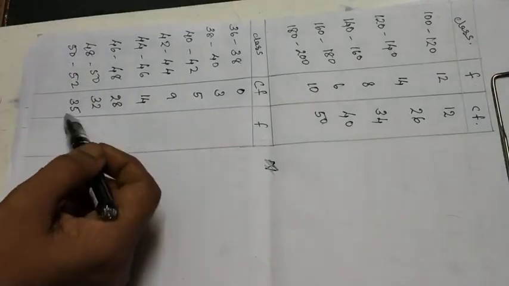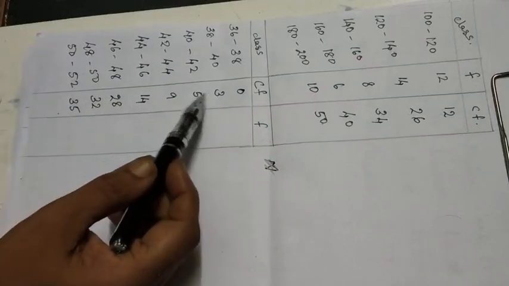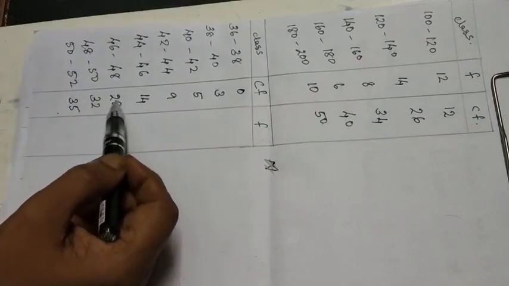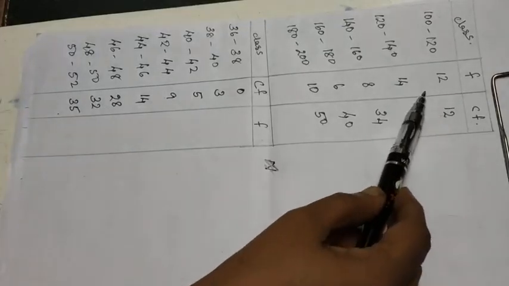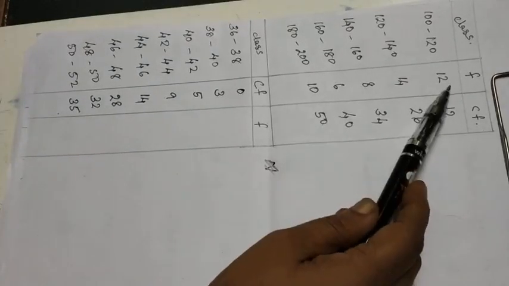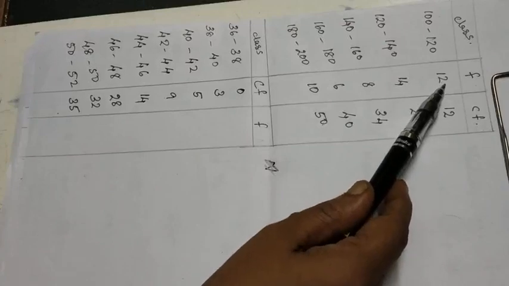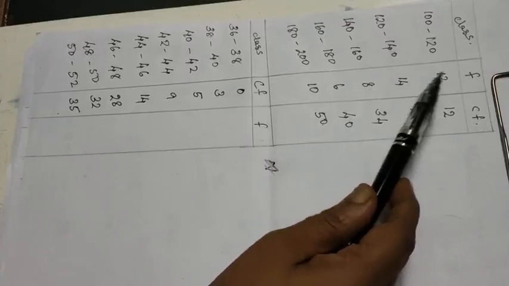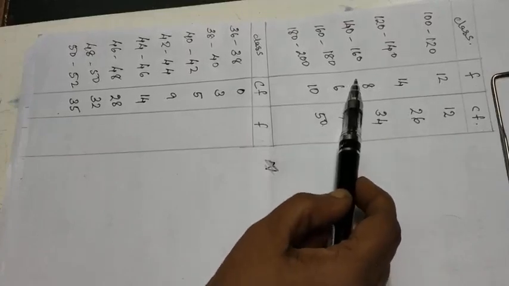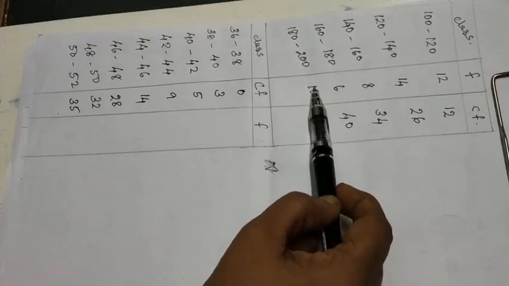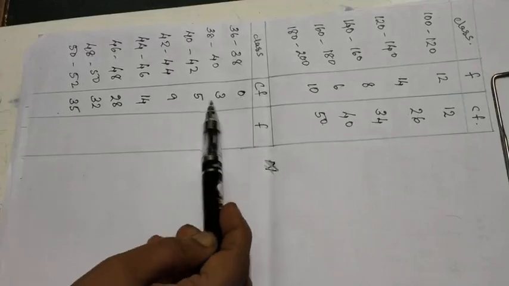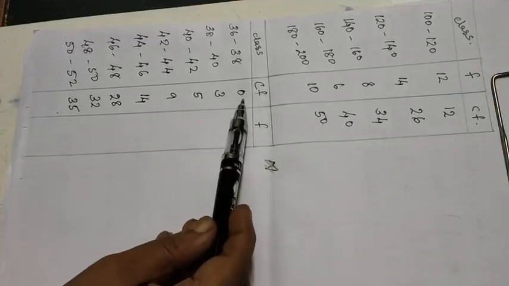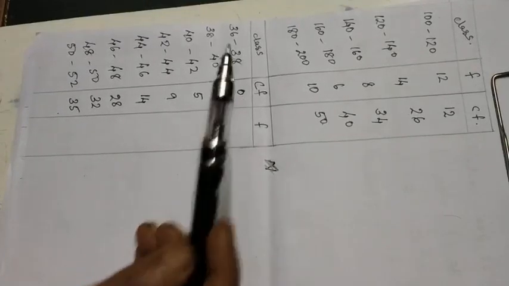See, it is in increasing order, no? See, 3, 5, then 9, 14, 28, so increasingly. If it is a usual frequency, it may be different, see here, 12, then 14, then a lesser one, then increased. So this is the normal frequency. If it keeps on increasing, you can easily identify that as cumulative frequency.